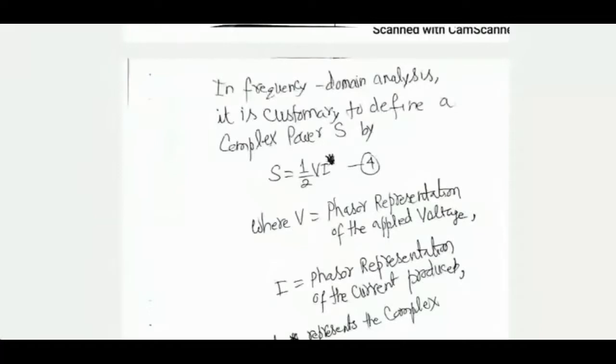Complex power, denoted by S, is defined as 1 by 2 multiplied by V phasor multiplied by complex conjugate of I phasor. Take it from me. This is the way it is defined. Okay. If I were using phasors with RMS values, 1 by 2 would not have been there. But since I am using phasors with peak values, 1 by 2 has to be there in the definition. Suppose you accept this definition from me.